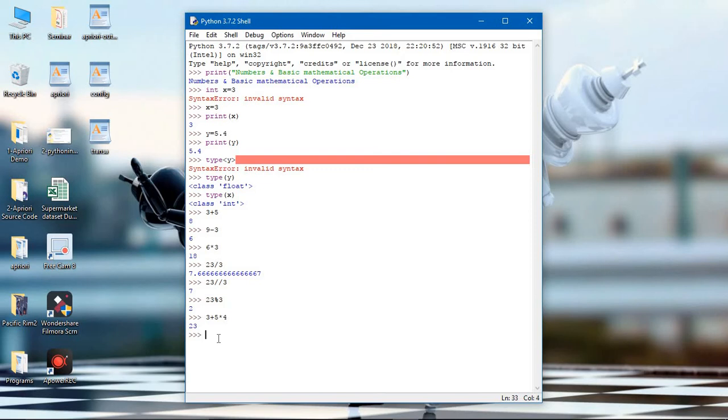So in this case, the multiplication is done first, 5 into 4 equal to 20, plus 3, 23. So imagine that I don't want the multiplication to be taken first. What I want is, first I want 3 plus 5 to be done and then multiplied by 4. So for that what we can do is put 3 plus 5 in brackets, into 4. Now first the bracket will be solved and then the answer will be multiplied by 4. Let's just check. The answer is 32. 3 plus 5 equal to 8. 8 into 4 equal to 32.